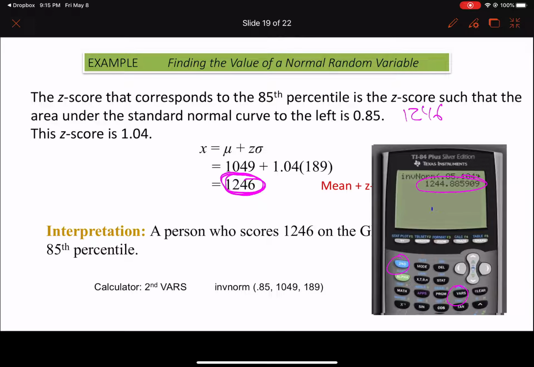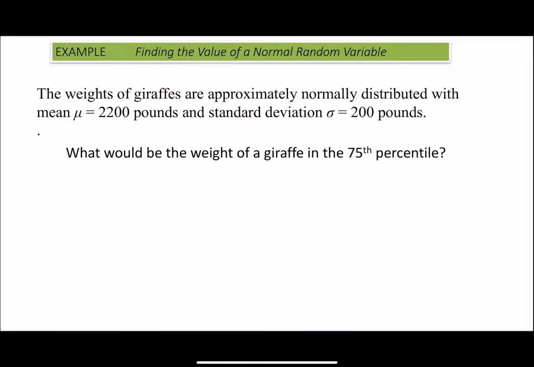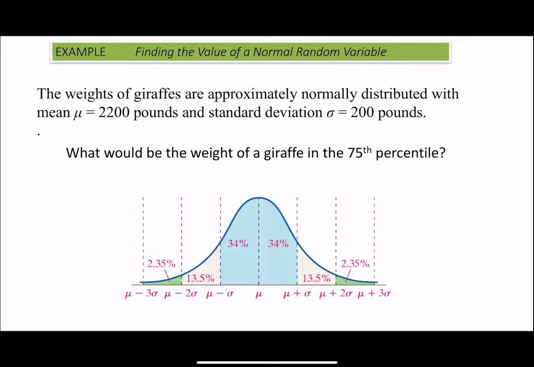Let's do another example. So I want you to try this one. First, try it with your Z table, and then try it with your calculator. The weights of giraffes are approximately normally distributed with a mean of mu equals 2,200 pounds and a standard deviation of sigma equals 200 pounds. Before you do this problem, make sure that you figure out approximately where on the curve it lands. So go ahead and pause, try this problem, and then come back and we'll do it together.